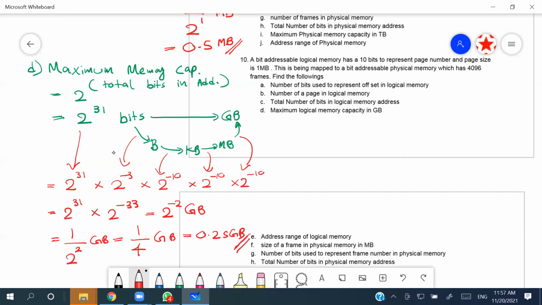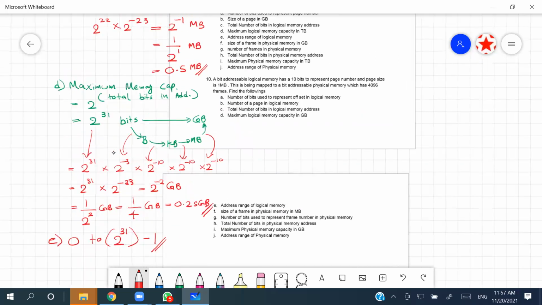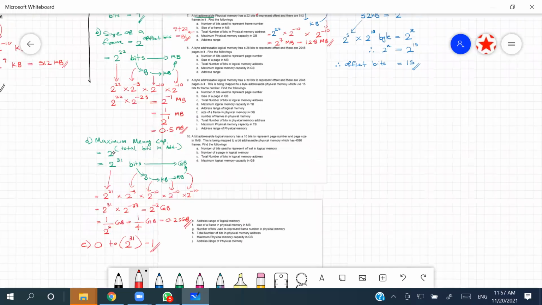Right. Finally, they are asking the address range as the E part. So it is 0 to 2 to the power 31 minus 1. Simple as that. Okay. So this is the answer for the 7th question.